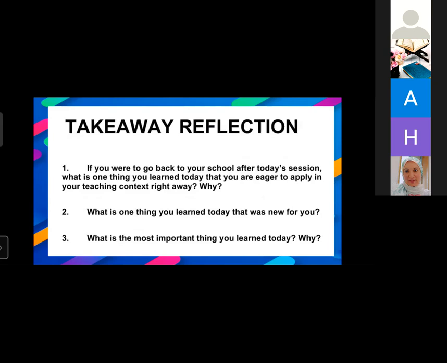Takeaway reflection. This is the last part, the end of our session. The first question is, if you were to go back to your school after today's session, what is one thing you learned today that you are eager to apply in your teaching context right away, and why? I can form objectives using the ABCD model. Great. Why? According to Bloom's taxonomy, because it's more specific, measurable, and achievable. Excellent, Hanan. Who else?